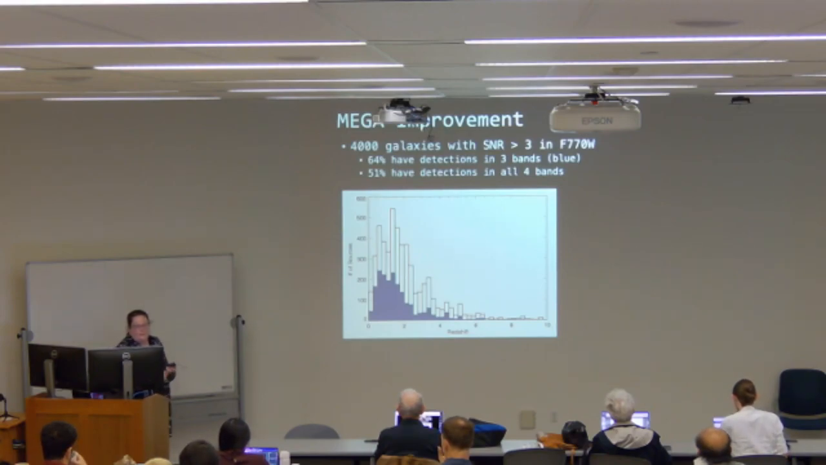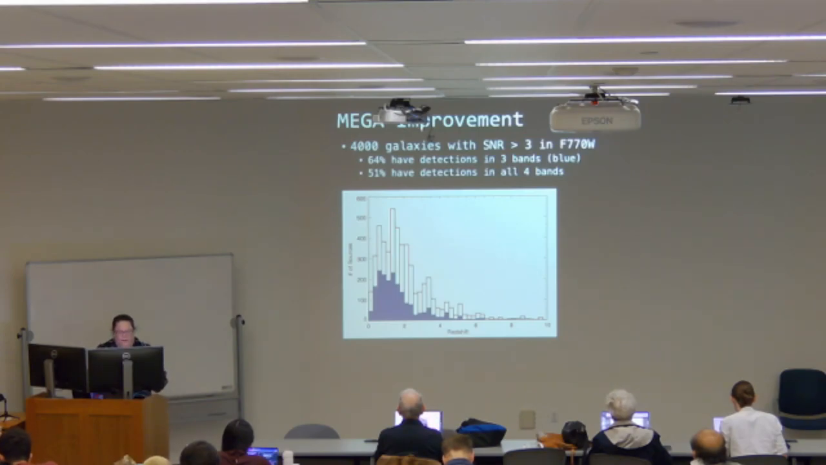From our preliminary reduction, we have about 4,000 galaxies detected in 770. And I'm showing the distribution of their redshift versus the number of sources. Again, we get those peaks at redshifts of 1 and 2. This is kind of due to PAH features falling in the filters. And we did pretty well meeting our goal of trying to get the same types of galaxies in all 3 filters.